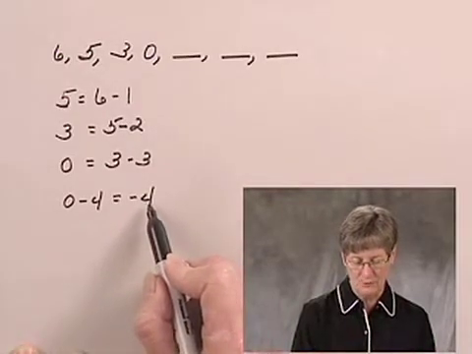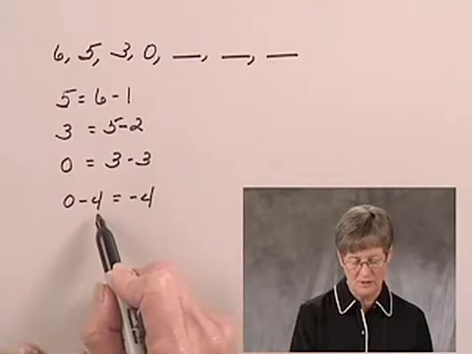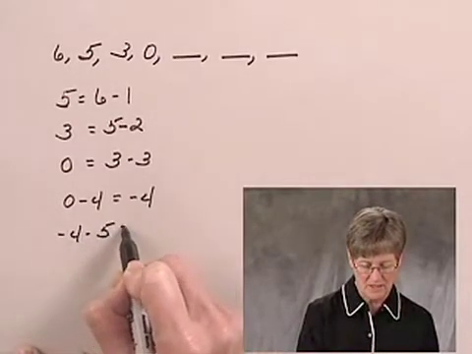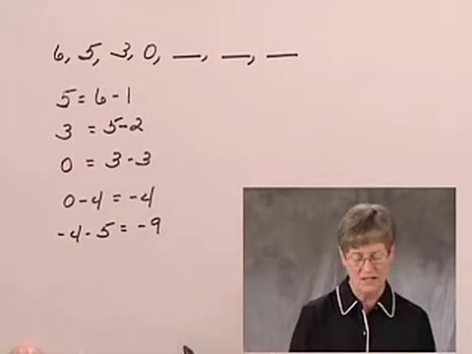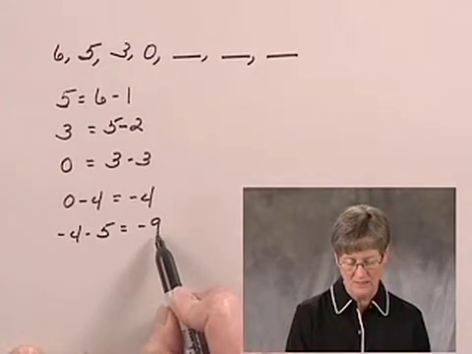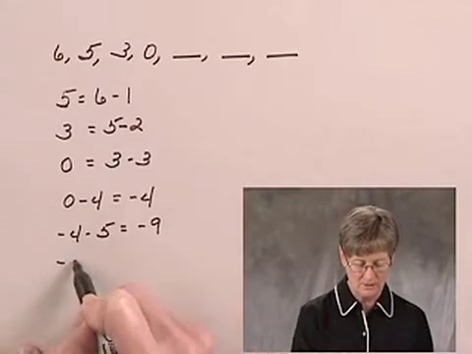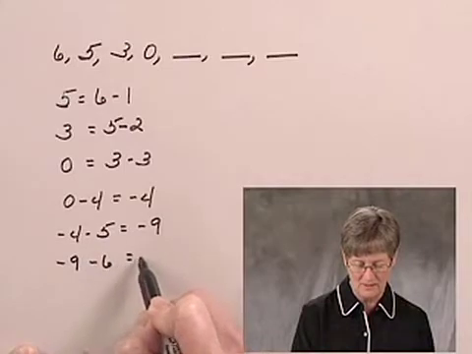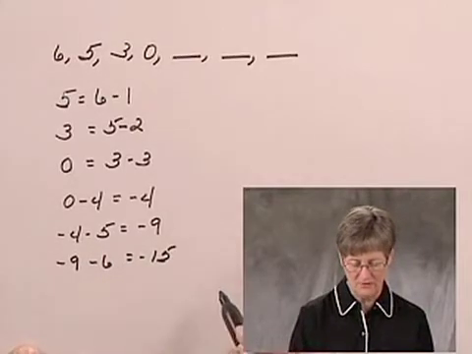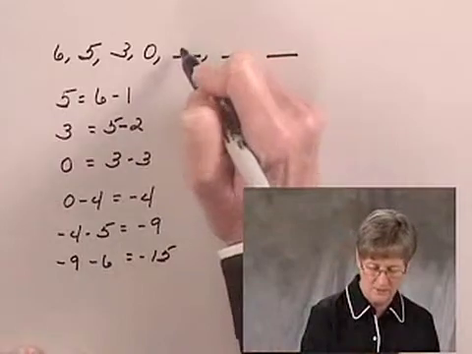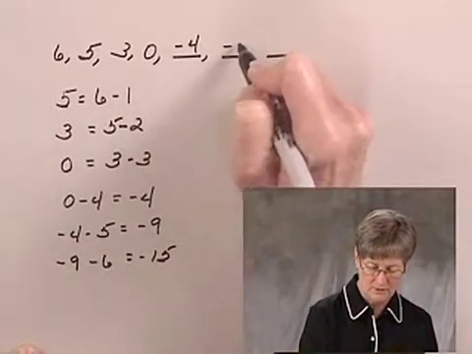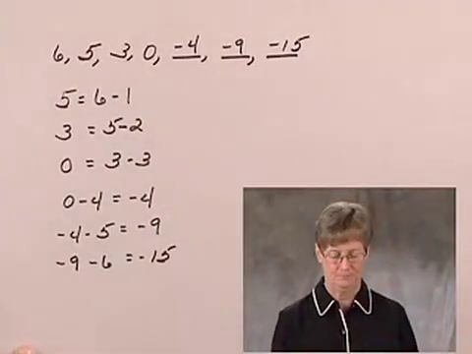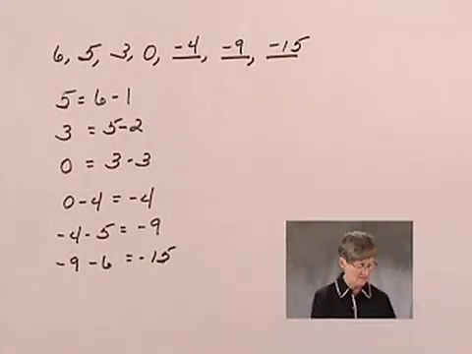Now, to go from negative 4 to the next number in the sequence, it seems logical that we would subtract 5. So we would have negative 4 minus 5, which is negative 9. And finally, to go from negative 9 to the next number in the sequence, we would subtract 6. Negative 9 minus 6 is negative 15. So we would fill in the sequence with the numbers negative 4, negative 9, and negative 15. Now let's take a look at the next sequence that we were given.